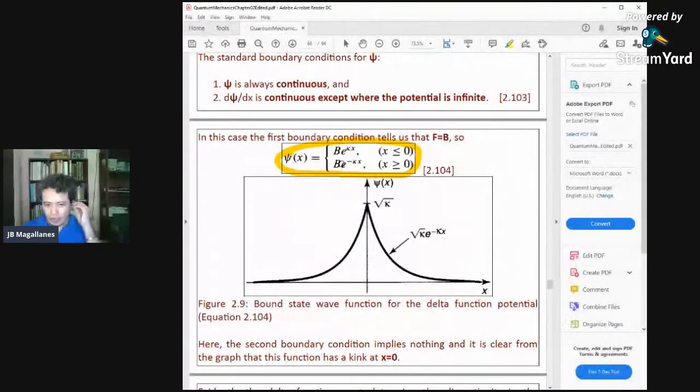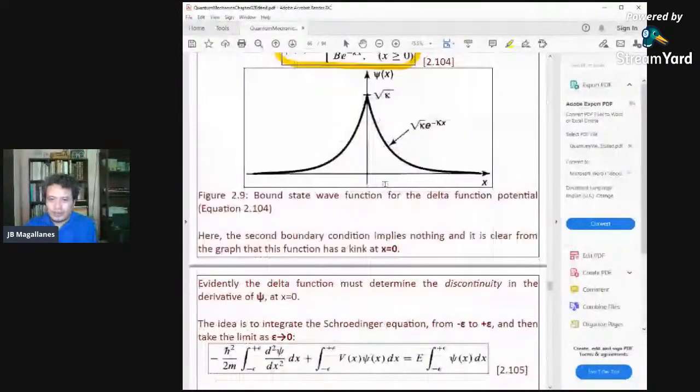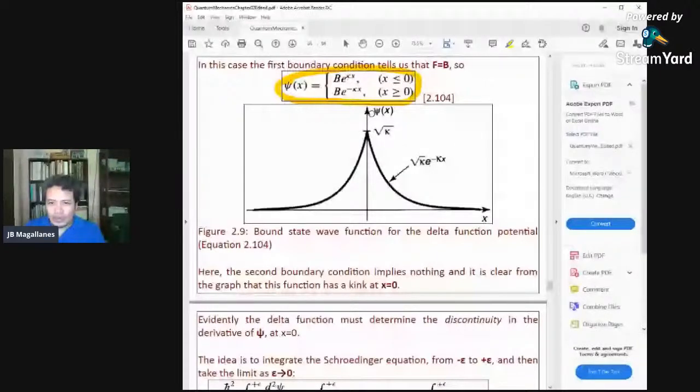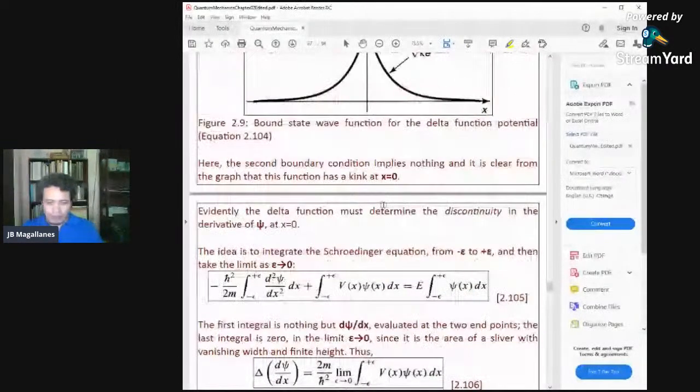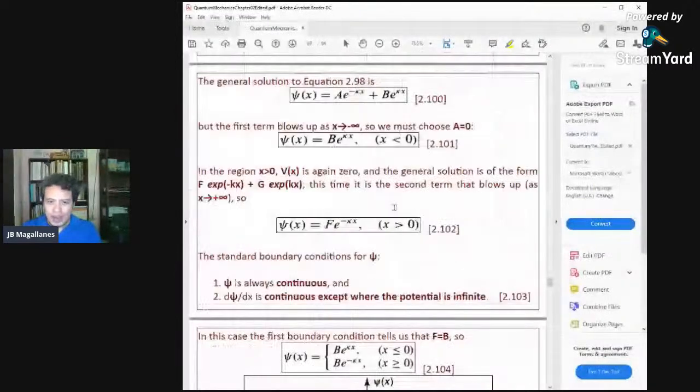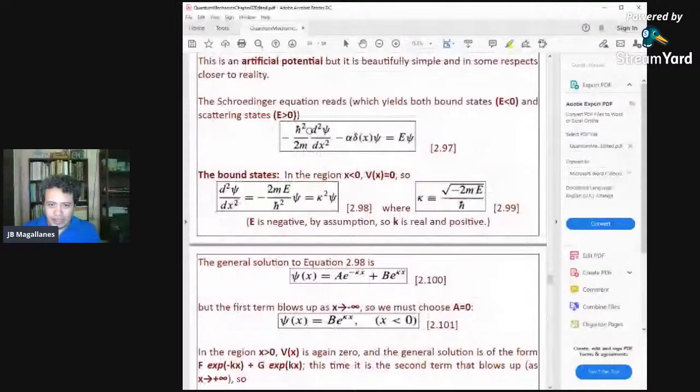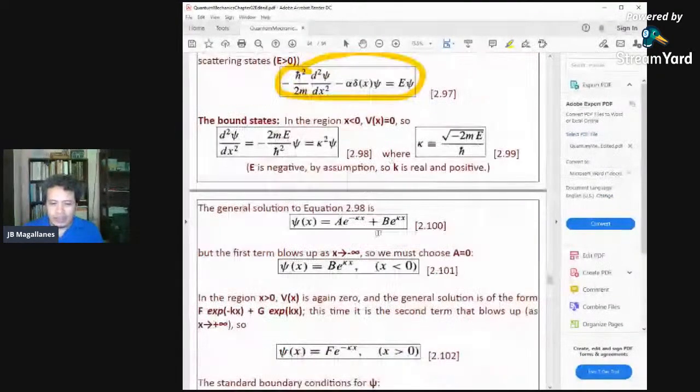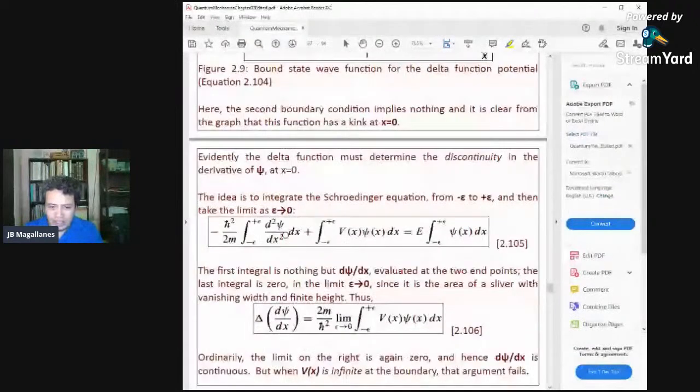So let's now find B. What is B? B is actually equal to the square root of kappa, but we'll find that out. So now look, you have this time independent Schrödinger equation. If each term I will integrate, here the first term I integrate from negative epsilon to positive epsilon. These are numbers. So this one could be very small.